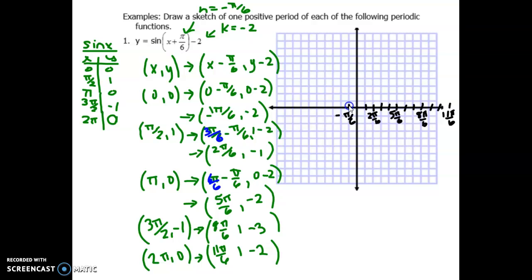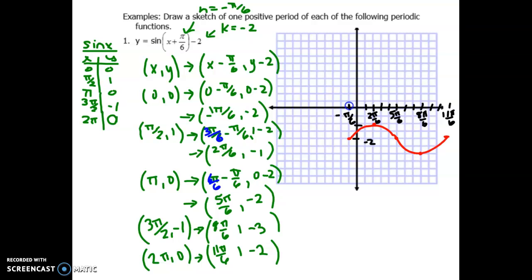Now my graph is at -pi/6 and -2. Go down by 2's there. So -pi/6 and -2. Then we're at 2 pi/6 and -1, 5 pi/6 and -2, 8 pi/6 and -3, and 11 pi/6 and -2. So you have that curvy graph, something like that.